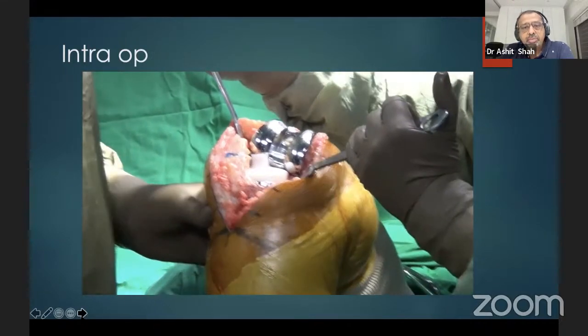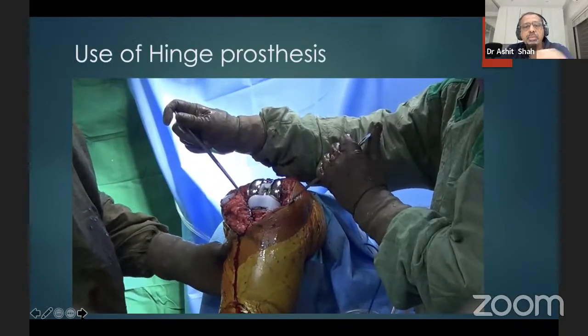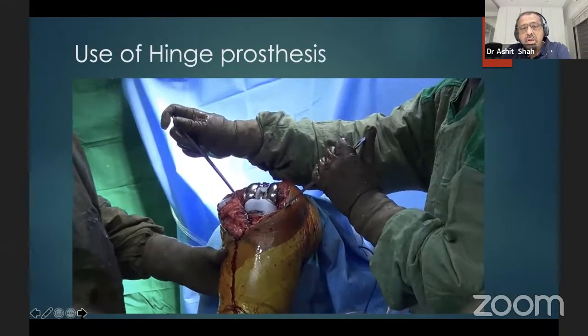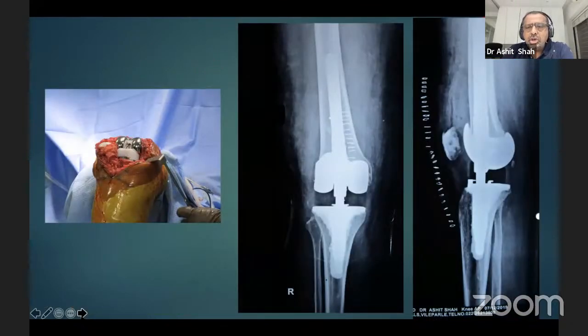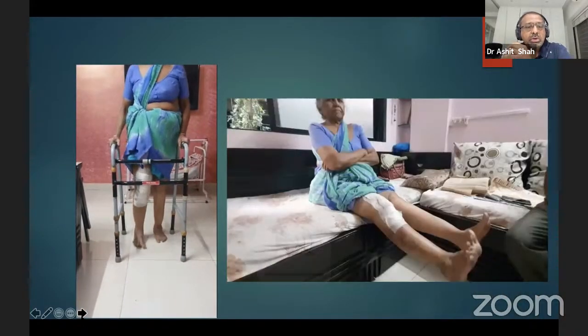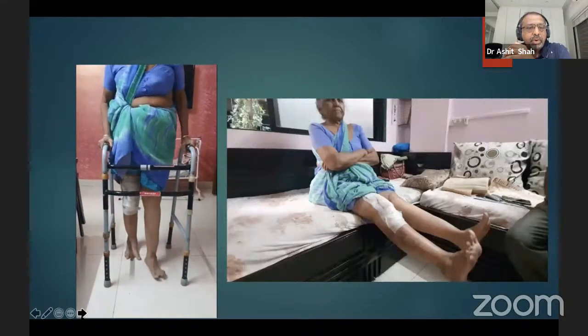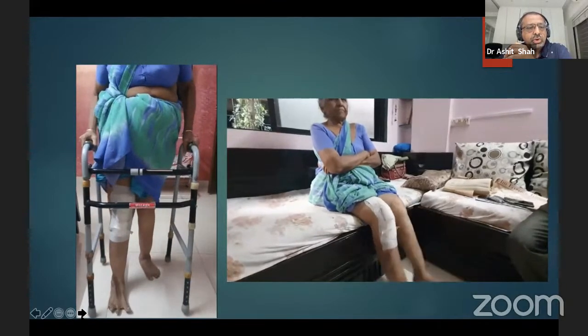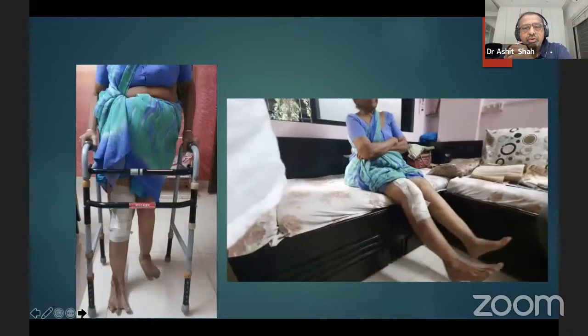So at this point, obviously, we had to decide and do a complete revision, and we did a hinge. This is from the rotating hinge. We restored the collateral ligaments length, and we got this hinge prosthesis in. And this is how she is about 2 weeks post-op when my nurse goes home for the suture removal, and this is how she is walking.